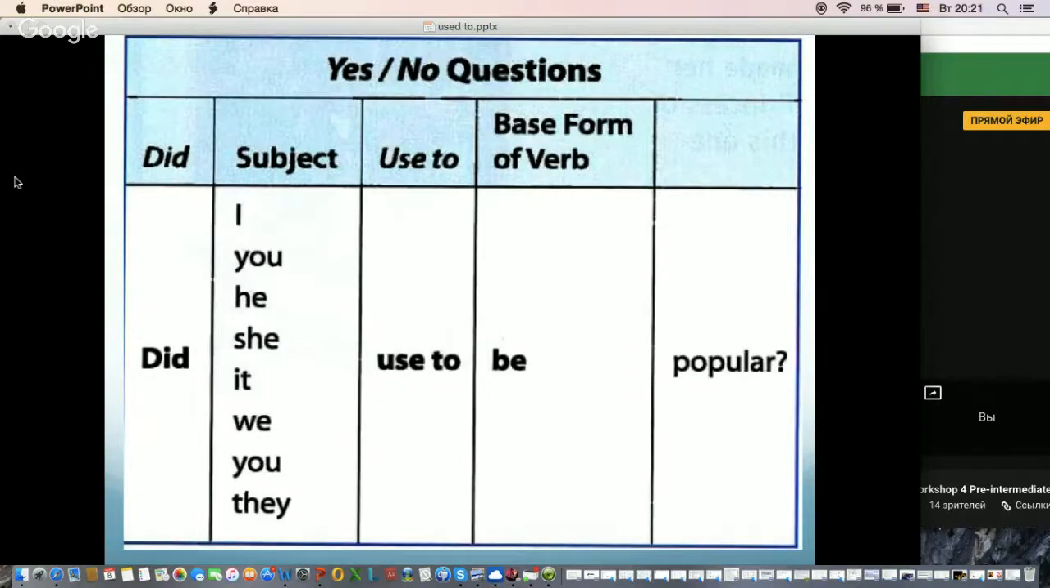So we've got the next things. Did I used to be popular? Did you used to be popular? Did he used to be popular? Did she used to be popular? Did it used to be popular? Did we used to be popular? Did you used to be popular? And did they used to be popular?